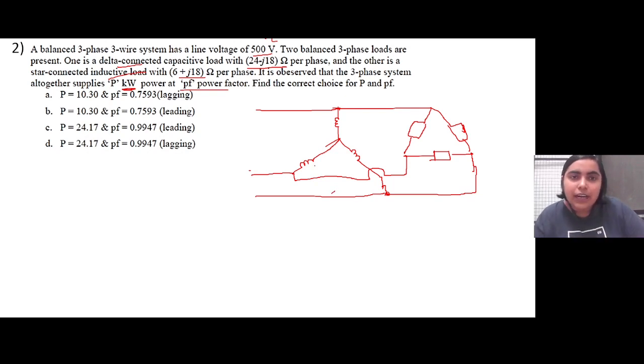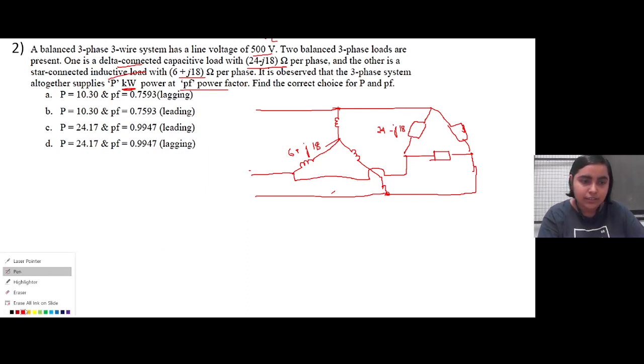For the star connected load, each branch has 6 plus j18, and this is the capacitive load, which is 24 minus j18. So Z1, Z2, and again the delta capacitive load is per phase. Now one is star, one is delta. For ease of our calculation, we will transform either the star one to delta, or the delta one to star. I'll write it with a different color.